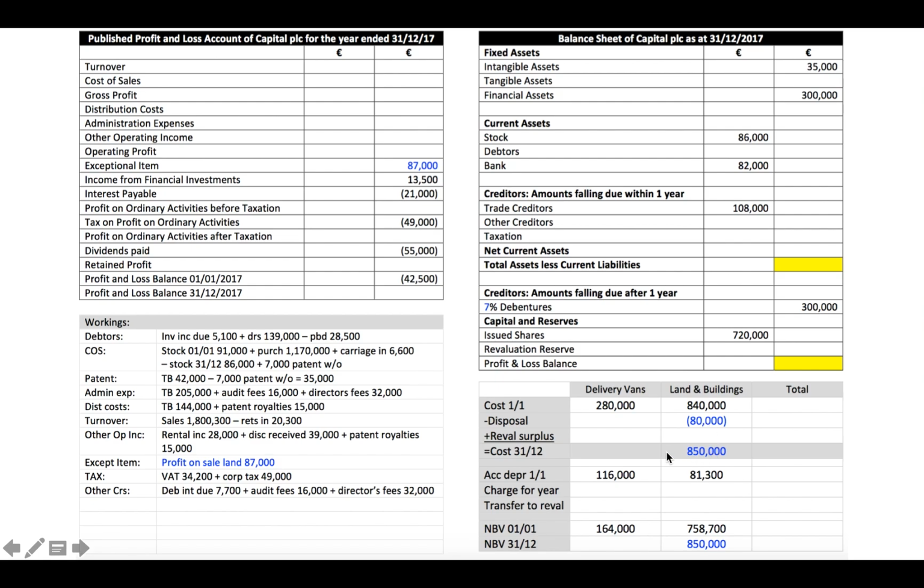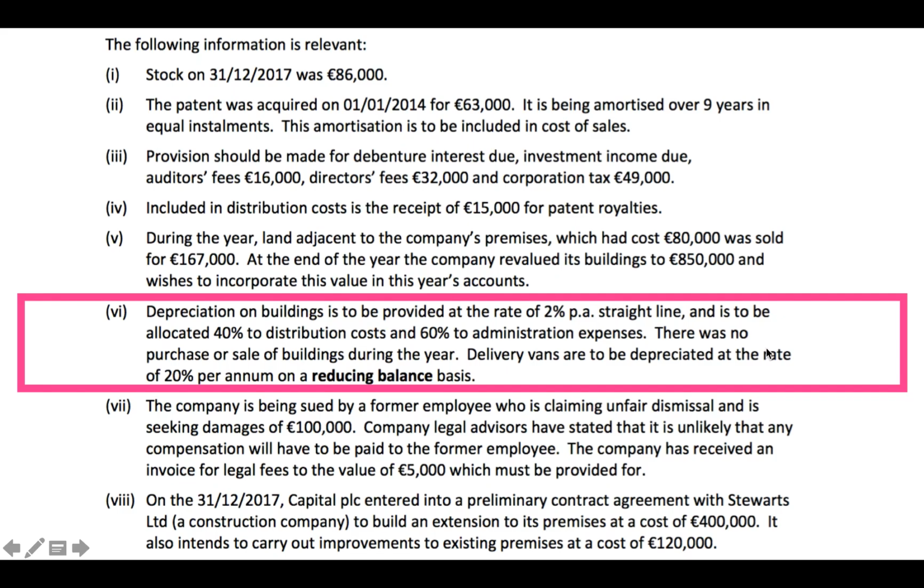Now, in our tangible fixed assets working here, we are going to minus the 80,000 land that was sold. And what we're also going to do is say €850,000 is what the cost is now. Okay, so €850,000. And we're going to put down here net book value at the end of the year, 850,000 again. So we'll be putting 90,000 into this revaluation surplus, and we'll be working it out in total once we've done the depreciation and put that in here. Okay, so that is all you have to do there.